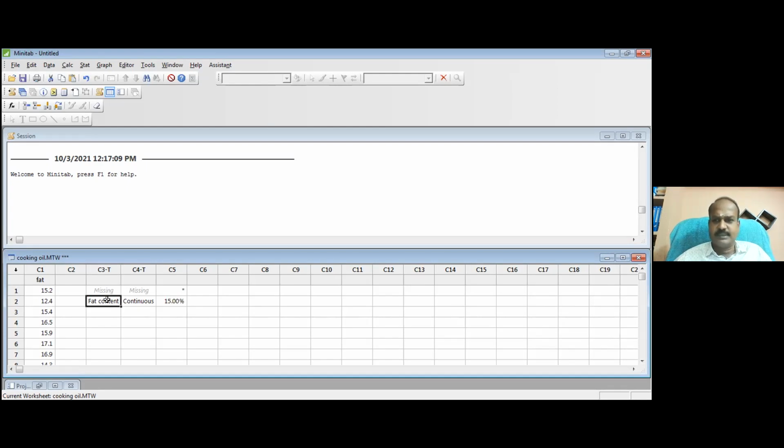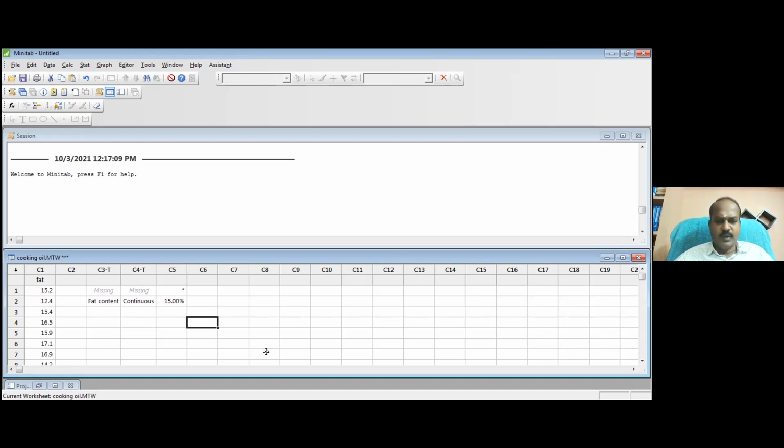Why do I want to understand this? Because I'm producing this cooking oil and supplying it to a lot of people in the country. So I have to be doubly sure that I give only what is printed on the bottle. As a quality engineer, I will do some sampling study to understand whether all my cooking oil bottles have 15% fat.